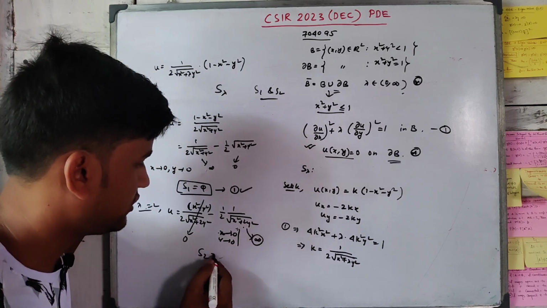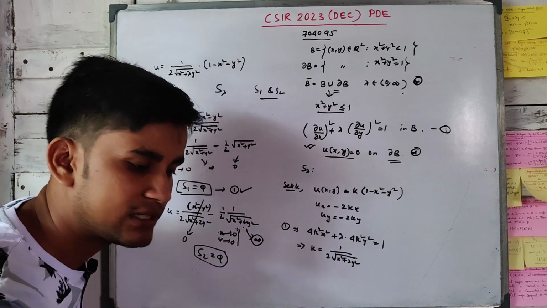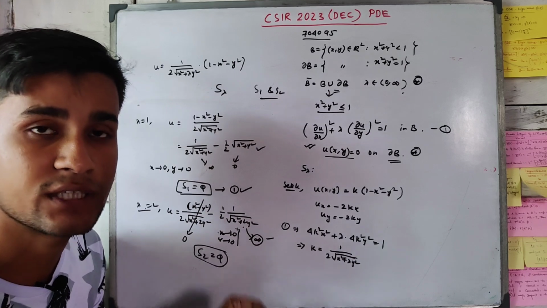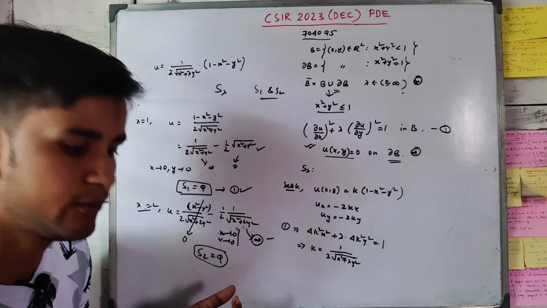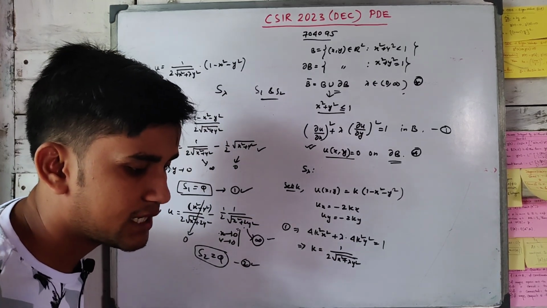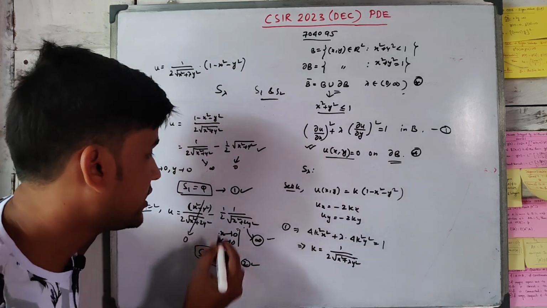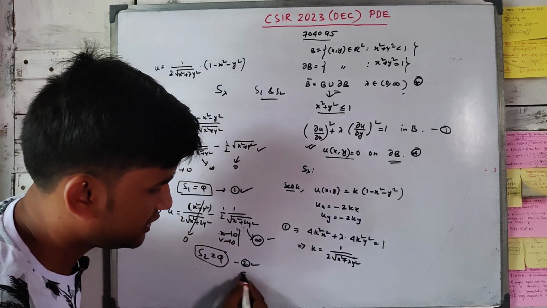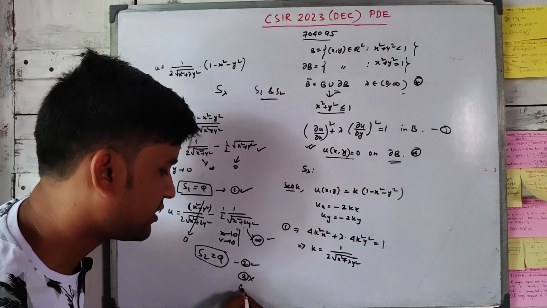That means S2 is also empty, because S2 is the set of twice continuously differentiable functions, but this function is not a twice continuously differentiable function of x and y. So both S1 and S2 are empty. Option 1 is true, option 2 is true. Option 3 says that S1 has exactly 1 element and S2 has exactly 2 elements, but S1 and S2 both do not have any element, so option 3 is wrong. Option 4 says that S1 and S2 are both infinite. No, there is no such function.